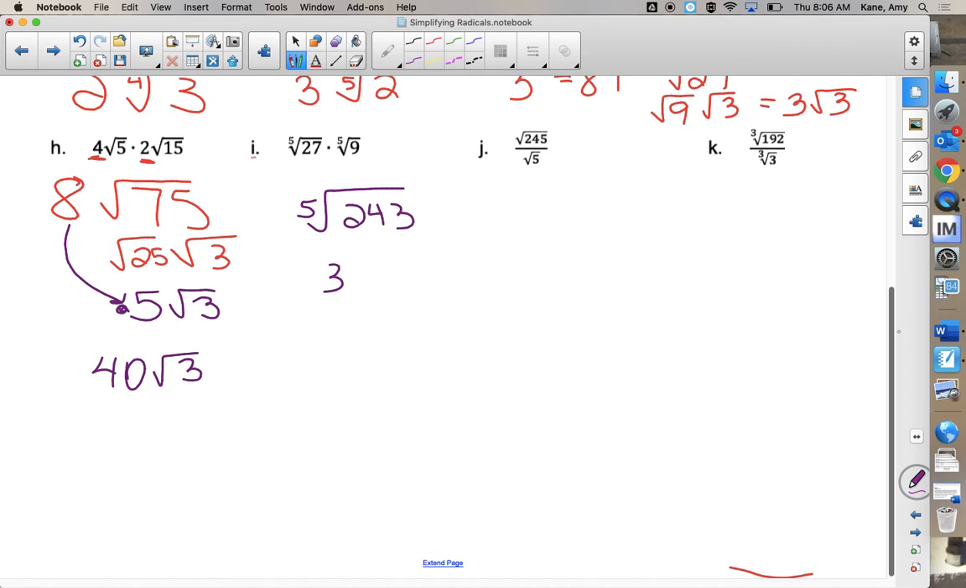Divide 245 by 5. Yeah, what do you get when you divide them? 49. What is the square root of 49? 7. They're both square roots, so you can divide them. Just like they're both square roots, you can multiply them. So then, Peter, we have the cube root of 192 divided by the cube root of 3. What did you say you got? And then the cube root of 64 is 4.